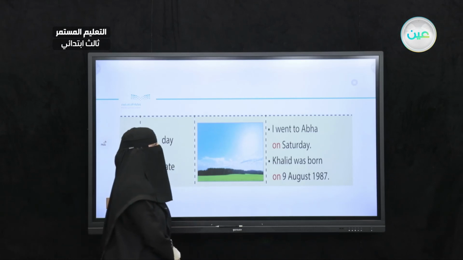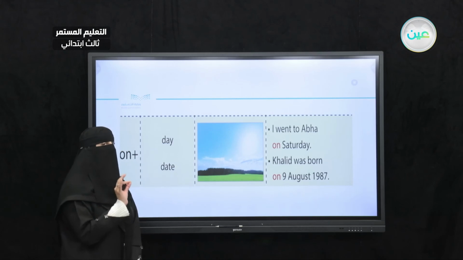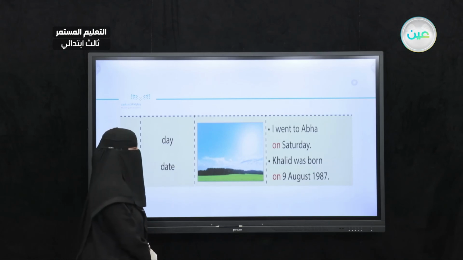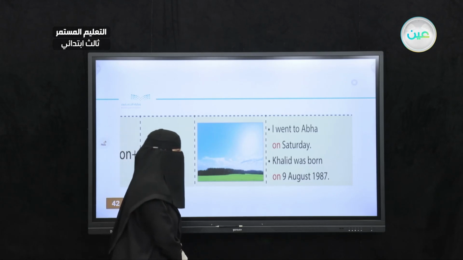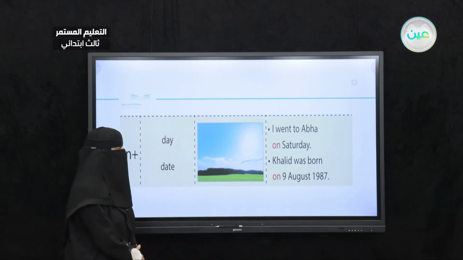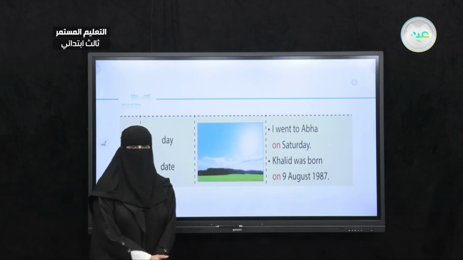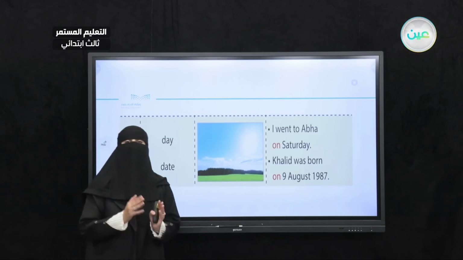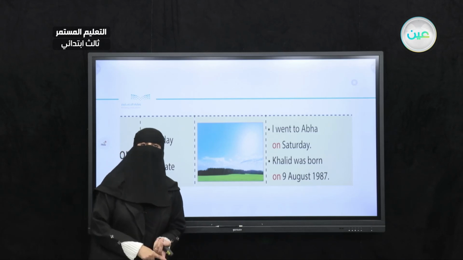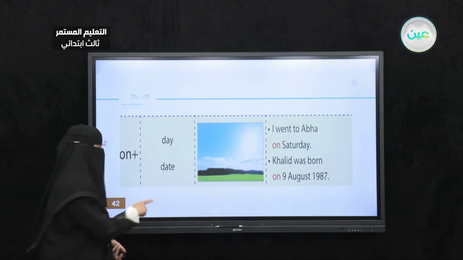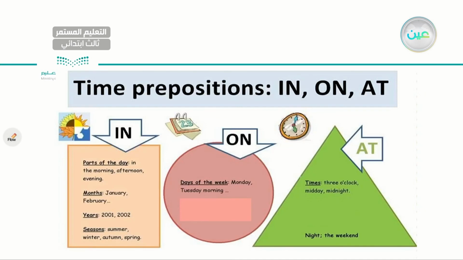I went to Abha on Saturday, with day. Khalid was born on 9th of August 1987, date. Okay, so let's remember we took 3 prepositions of time: in, on, and at. Remember, you can find them all at page 42. Here are all the prepositions of time and when do we use them.